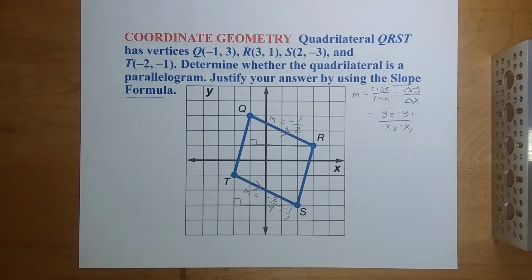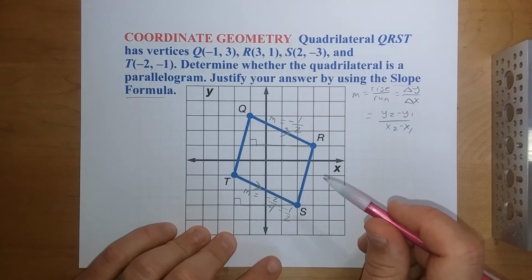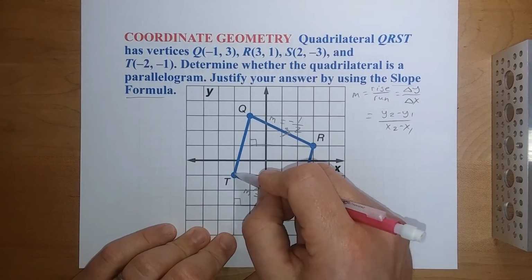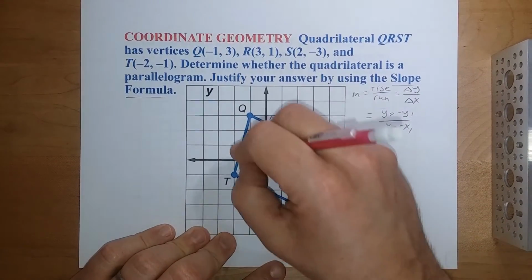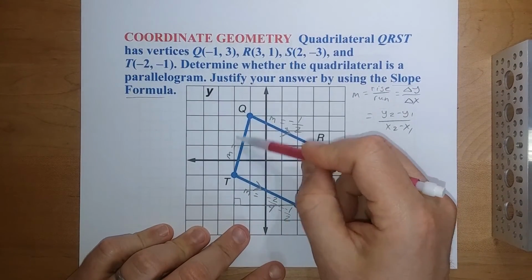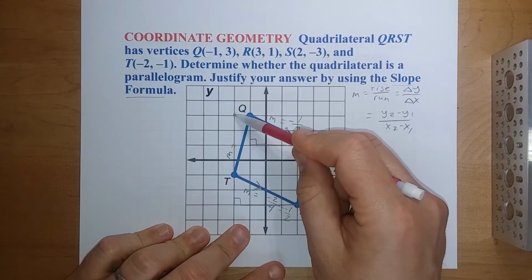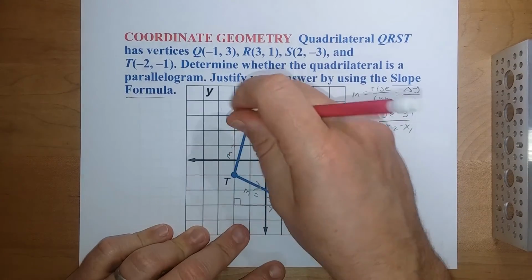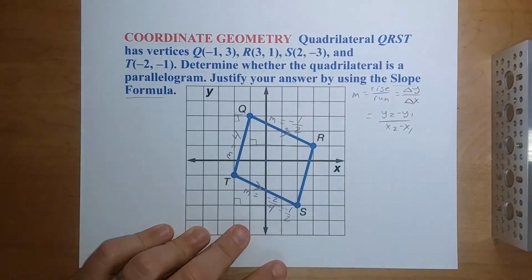Now, it's not necessarily a parallelogram, though, just based on that information. I have to have two pairs of sides that are parallel. Both pairs of opposite sides have to be parallel. So let's take a look at the slope going from T to Q. Here, my rise over my run, I go up 4 over 1. And so that is a slope of 4 over 1, or a slope of 4.